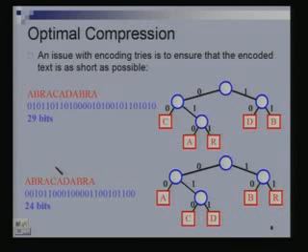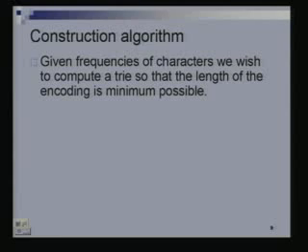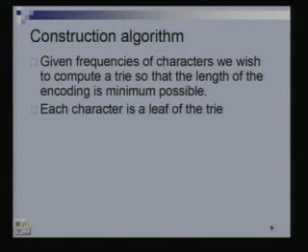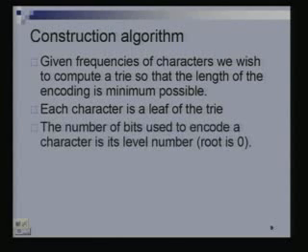Is that clear to everyone? Good. So let's try and understand. What is it that we are given? We are given the frequencies of the characters. Suppose I give you a piece of text, you will count the frequencies of the characters. Frequency means how many times each character appears. And we are trying to compute a trie so that the length of the encoding we get is as small as possible. Recall that each character is a leaf in our trie. The number of bits used to encode a character is its level number, where I am assuming that the root is numbered 0.